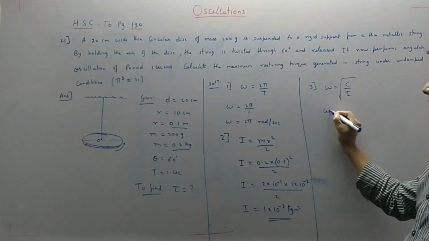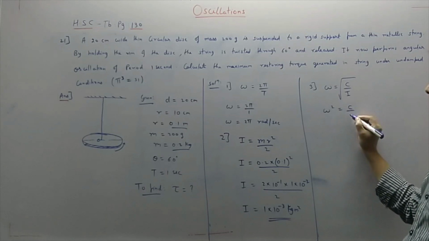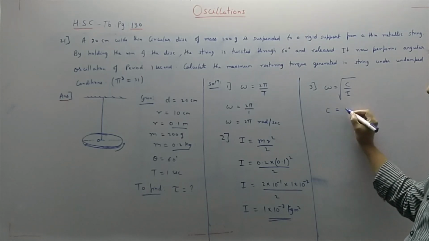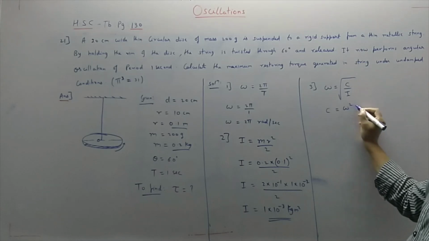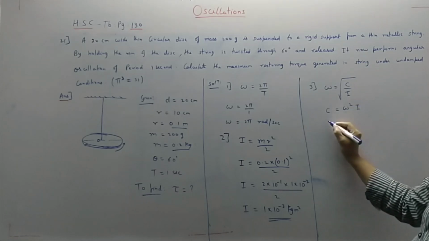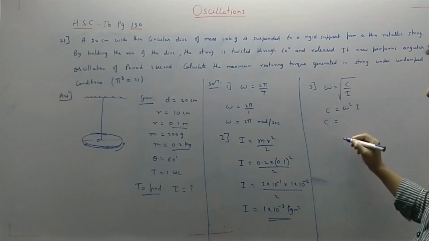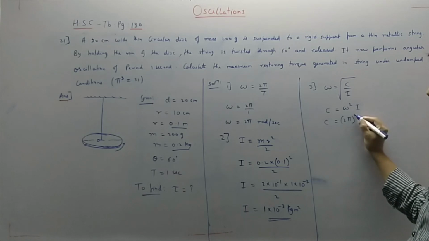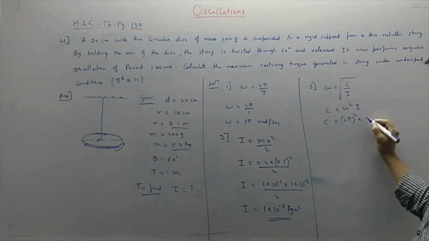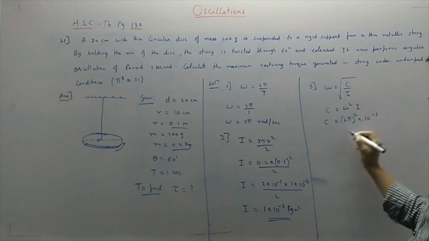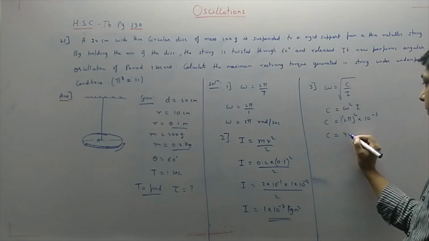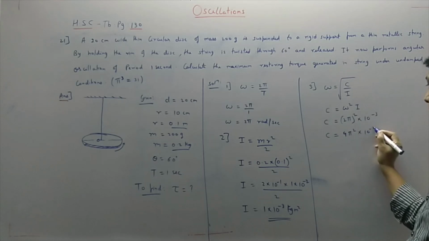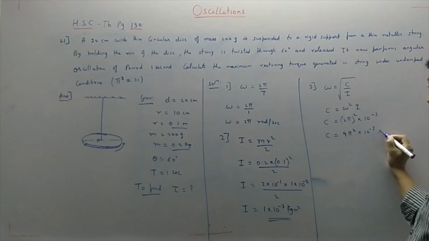So squaring, omega square is C upon I, hence from here we can get torsional constant C, which is omega square I. On squaring both the sides, C is omega square times I. What is omega square? We have 2 pi whole square into moment of inertia, I is 10 raised to minus 3. So we get 4 pi square into 10 raised to minus 3 Newton meter.